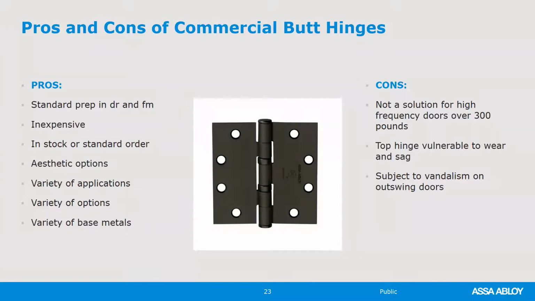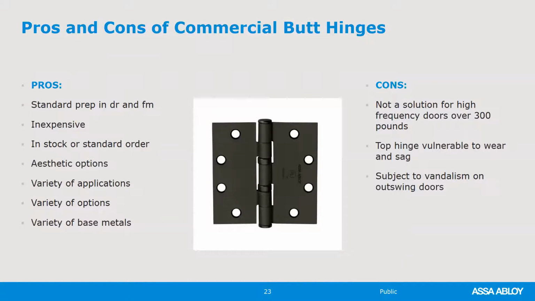You have many aesthetic options, including the tips, button tips, or hospital tips, a variety of applications, swing clear hinges, wide throw hinges, a variety of options, non-removable pins, and electric through wires for any type of opening that has access control, and a variety of base metals, steel for your fire rated doors, non-ferrous for your exterior, brass or bronze base metal. And if you have an area that's particularly wet or being hosed down and kept clean, then stainless steel as a base metal is available.